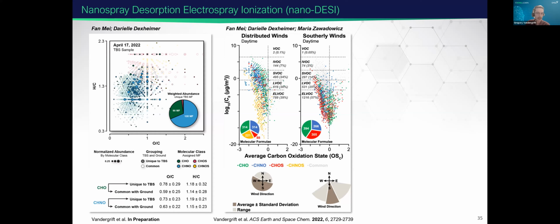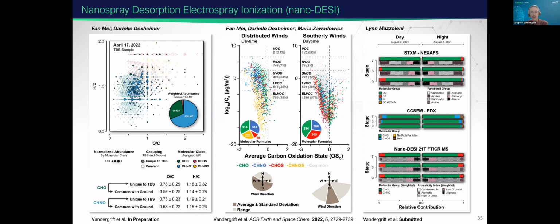And as a result, you can see these different volatility distributions from these different samples, facilitated by the NanoDESI high-resolution mass spec platform. And finally, on the right-hand side, something that we've worked on with Lynn Mazzolini: anything that we acquire with our mass spec platforms can be informed in a very complementary way by our microscopy platforms.